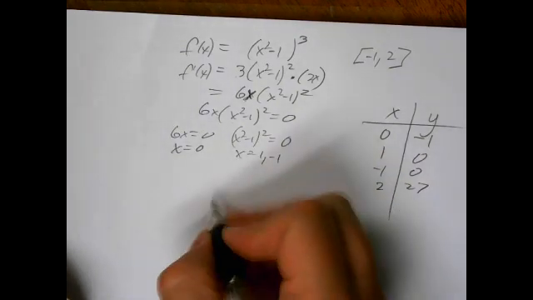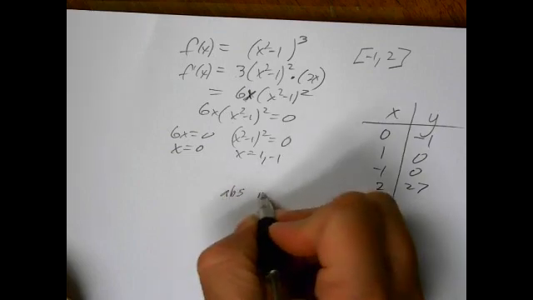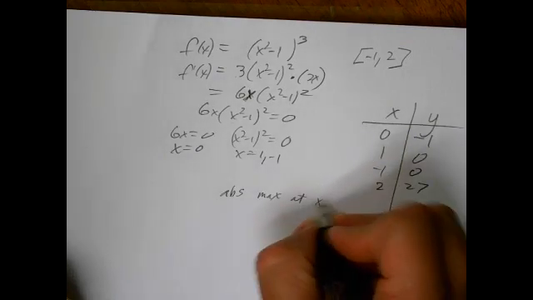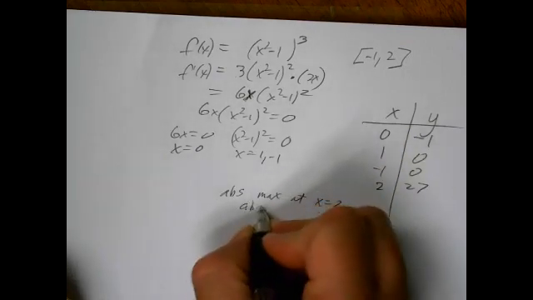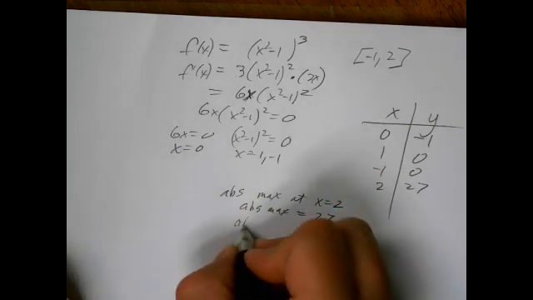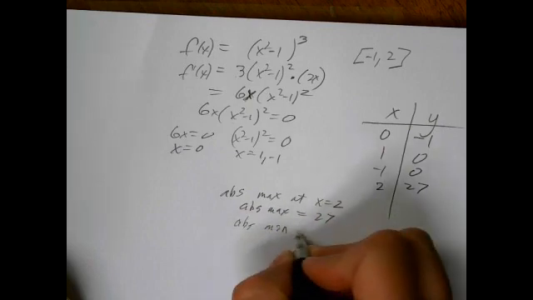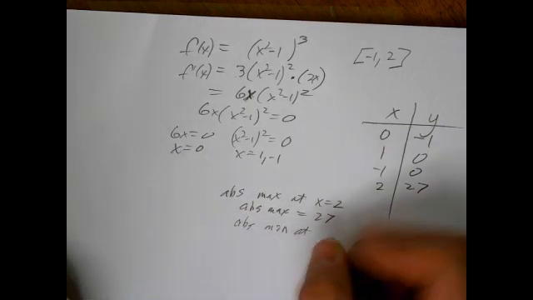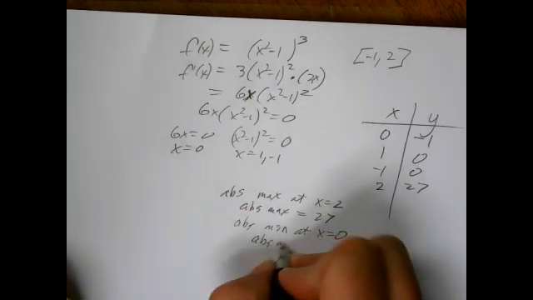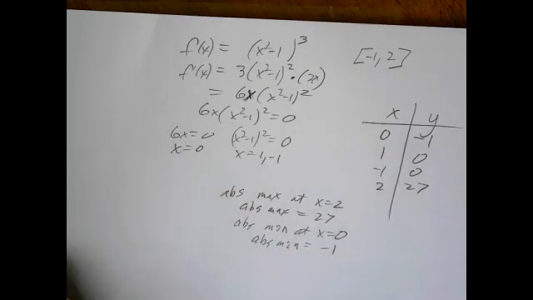Okay, so the absolute max is located at an x value of 2, and the absolute max is equal to 27. The absolute minimum is located at an x value of 0, and the absolute minimum is equal to a negative 1. Right? Closed interval method. Very straightforward, to be honest with you. Very straightforward approach as well.